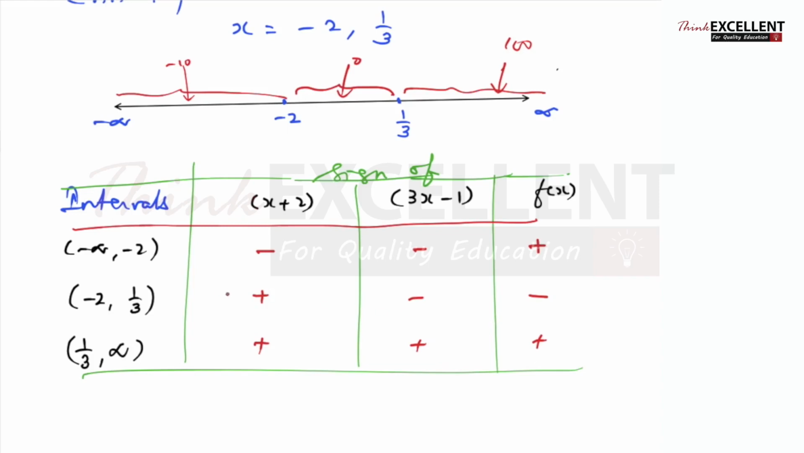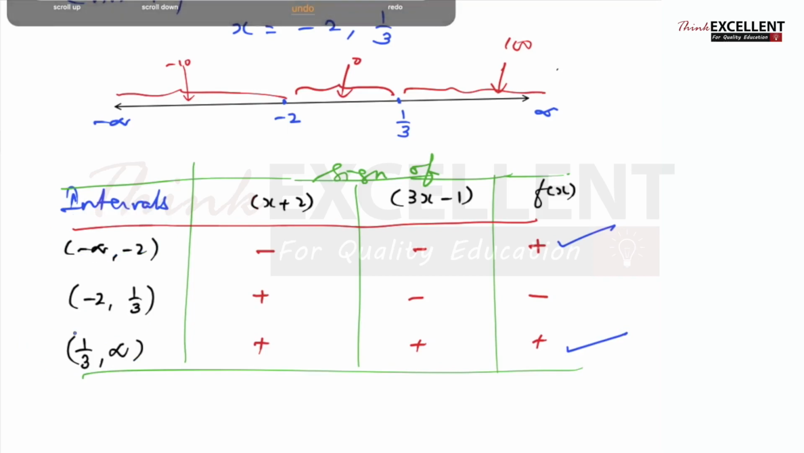Now, which interval is the suitable one? Please listen. In the question you see, suppose it is less than 0, means negative. So only the second one, this interval, you take. Suppose the question is greater than 0, positive, first and last, okay? Both these intervals, you take the union of that two.